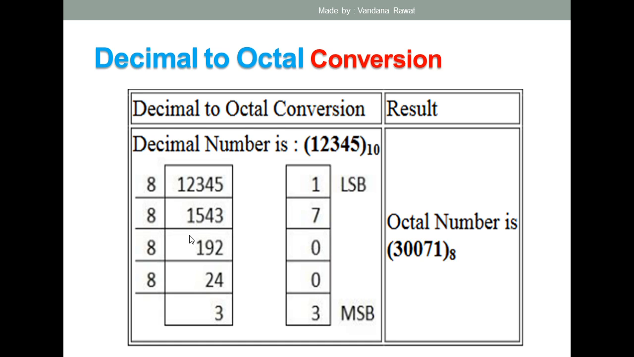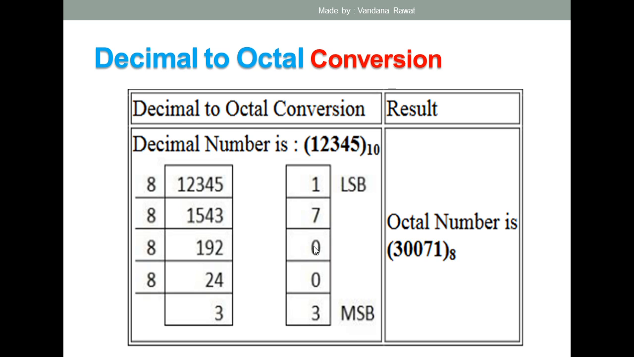And then again you will divide this number, that is 192. So 8 twos are 16, then 17, 18 and 19, that means it will be 32, and 8 fours are 32. That means this number is completely divisible by 8, that means in the remainder part you are getting 0.